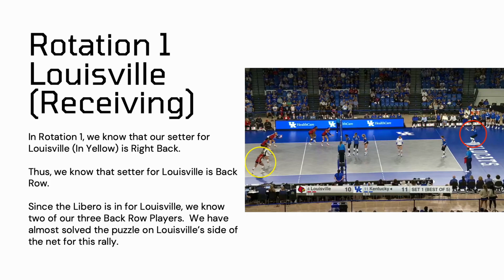In rotation 1, we know that our setter for Louisville, circled in yellow, is the right back. And we know that right back players are back row players. So our setter is a back row player. Our libero for Louisville is also in and is right next to our setter. And of course, we know liberos are also back row players. So guess what? We already know 2 of our 3 back row players for Louisville in rotation 1 for this particular rally.